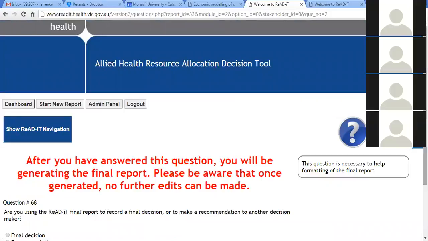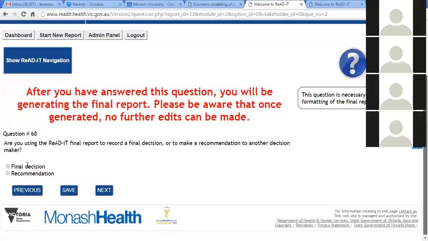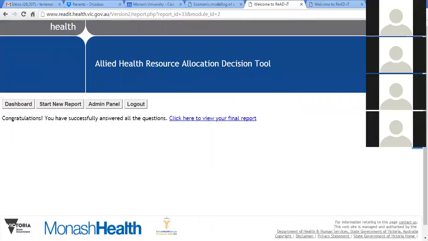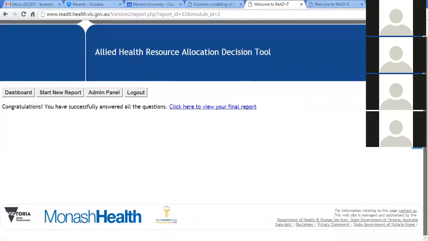So we've answered the questions. We're just going to say that this is a recommendation that we're going to take to our management, rather than being a final decision. You can make a final decision if you're the person who's actually making the decision. We're using this document to help lobby further up the chain and make recommendations. Now it says, congratulations, you've successfully answered all the questions. Click here to view your final report.